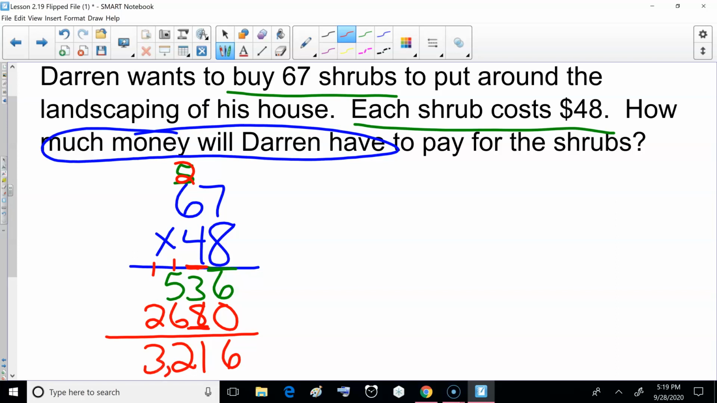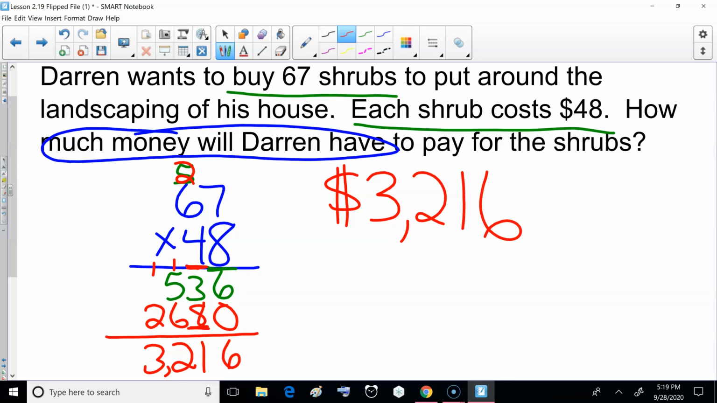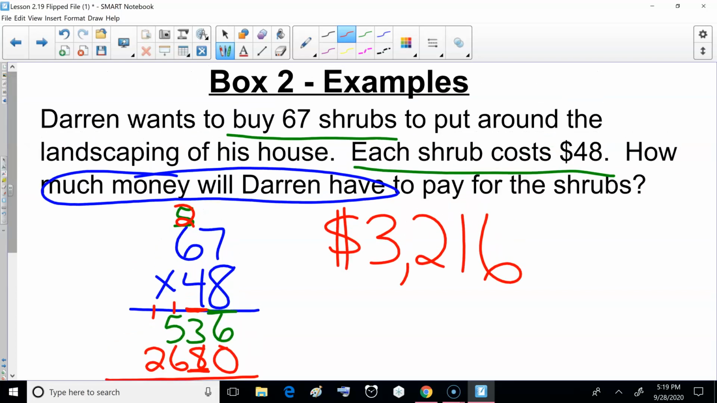So the question is, how much money will it cost them? The answer is $3,216, with a dollar sign, because it needs a label, because it's a word problem. Remember, that's one of our remembering tips. And if Darren wants to give me any of that money, I can help him out and buy some cheaper shrubs for him. So you can pause the video right now, write that information down to help yourself out with your problems for today.